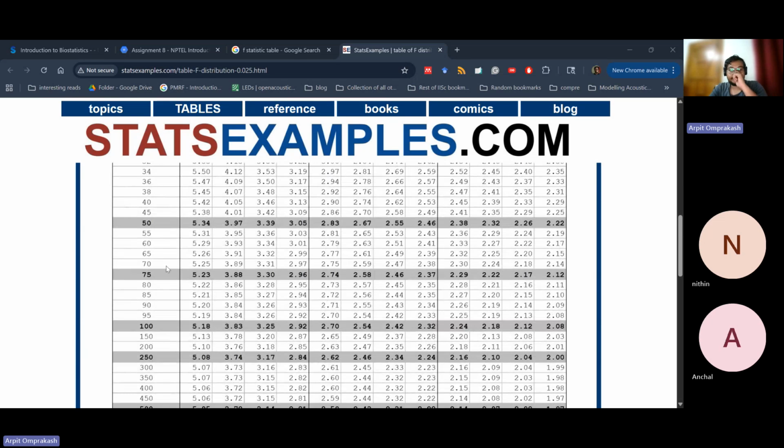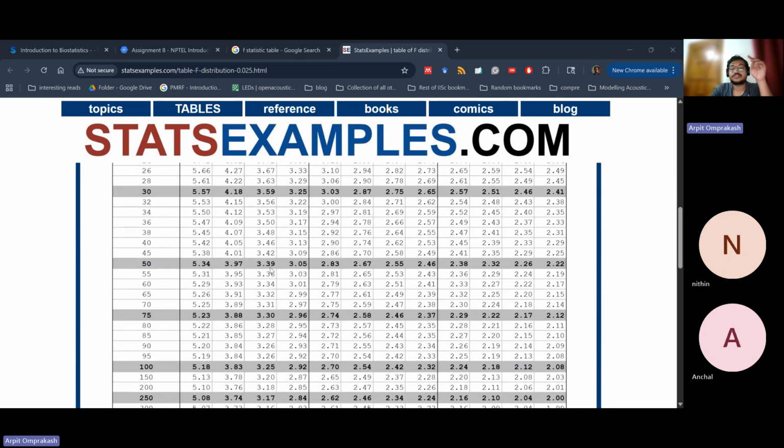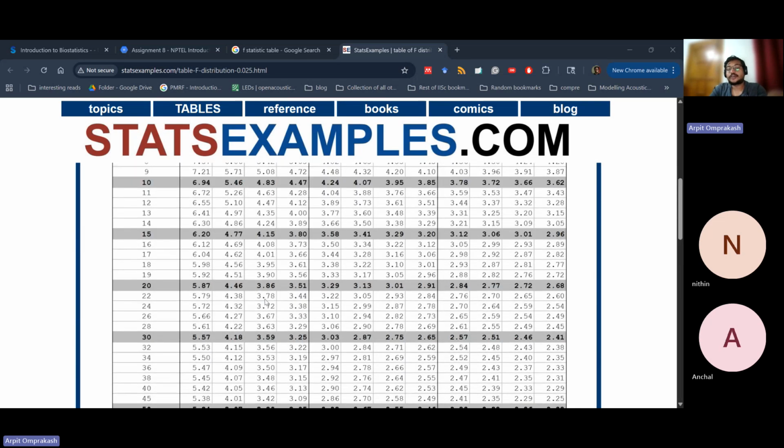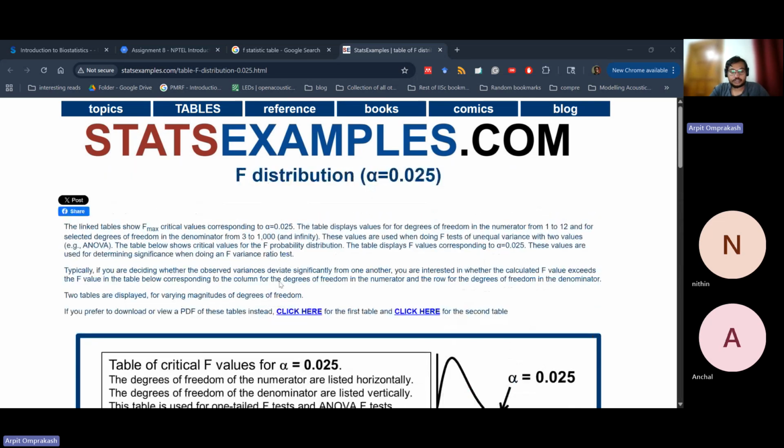You can't get 74, but we get 70 and 75. So that places us somewhere around 3.31. So for an alpha value of 0.025, 3.31 will be the value. Our value is 2.33.